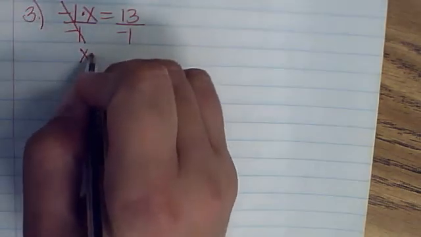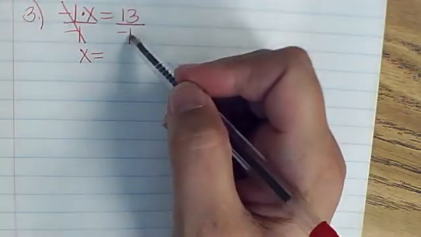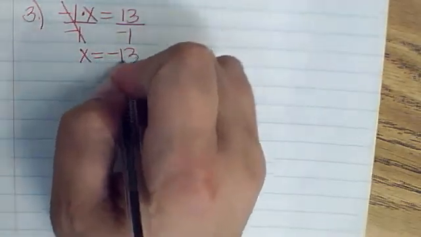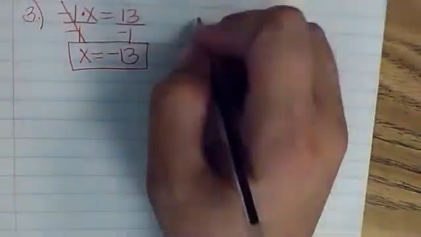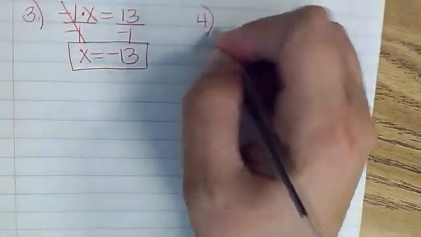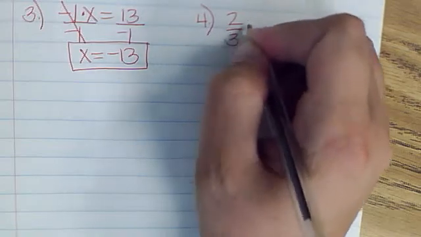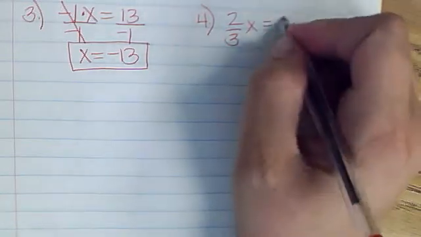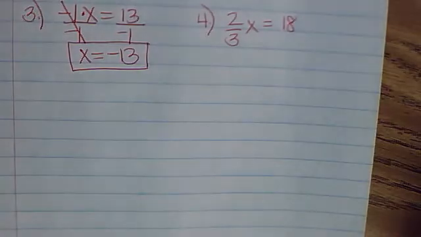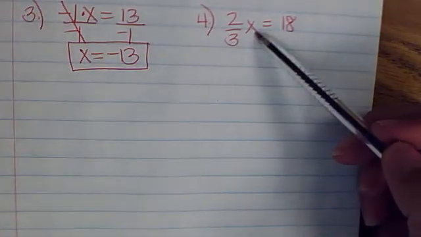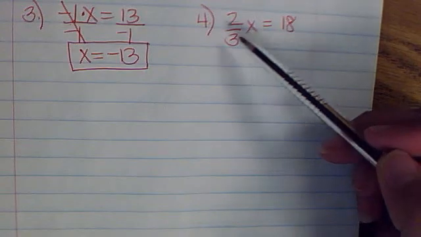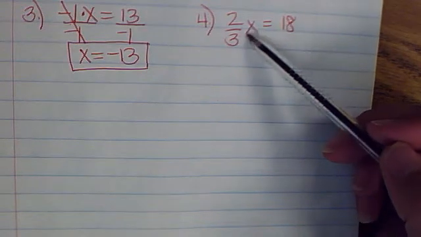Negative 1 divided by negative 1 cancels out, and you're left with x equals, and what's 13 divided by negative 1? Negative 13. There's our answer. Number 4, we're going to throw in a fraction problem. 2/3 x equals 18. Now, this fraction problem is really 2/3 times x. So the opposite of multiply is divide.